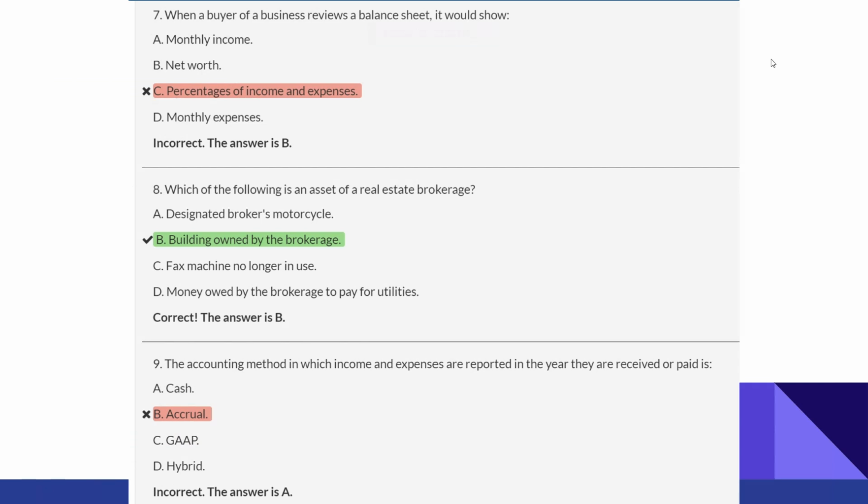Number seven, when a buyer of a business reviews a balance sheet, it would show. B, net worth. Number eight, which of the following is an asset of a real estate brokerage? The correct answer is B, building owned by the brokerage. Number nine, the accounting method in which income and expense are reported in the year they are received or paid is. Correct answer is A, cash.